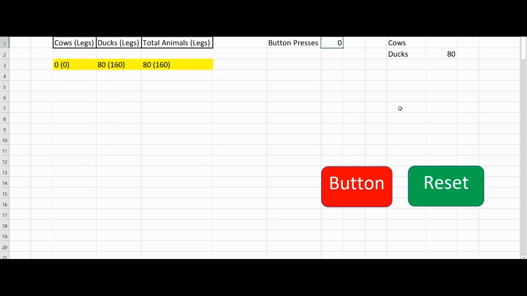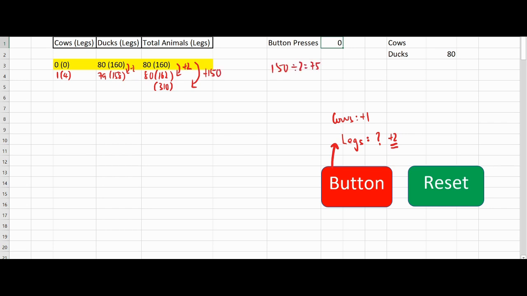If we assume all are ducks, it's really almost the same thing. We get 1 cow when we press the button once. We find out how the number of legs change when we press the button once. Find how many more legs we need, and from there we can divide to find the number of times we need to press the button. Since we press the button 75 times, we get 75 cows. Double check the answer by adding up the legs.